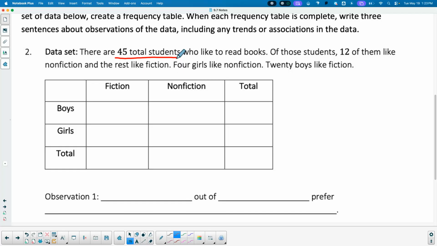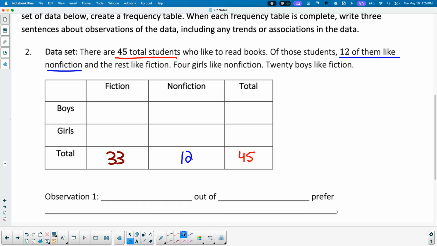Bottom right corner. It's going to be 45. Okay? Of those students, 12 of them like nonfiction. Where is 12 of them liking nonfiction going to go? So nonfiction column right here. Okay. If that's 12, what's the fiction total? 33. Okay. That row has to add up to the total. Okay.